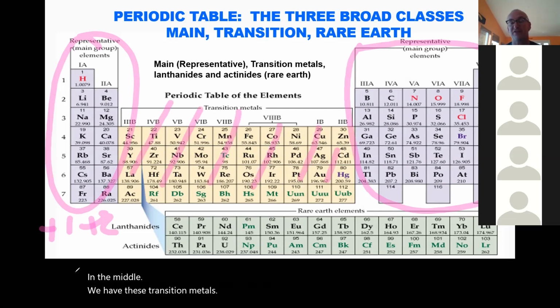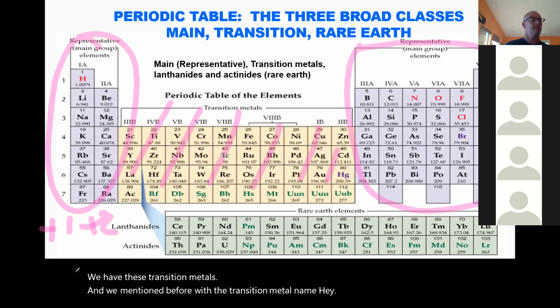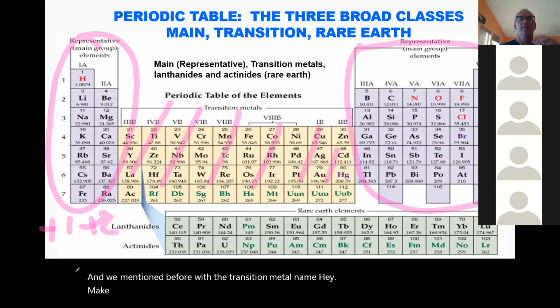And we mentioned before, but the transition metals, hey, Jerome, make me chuck a towel at you.